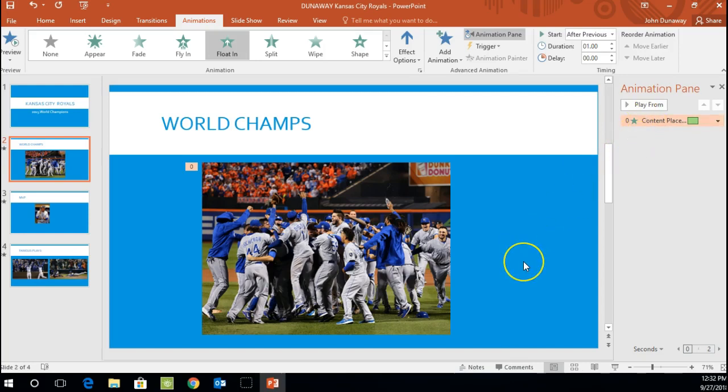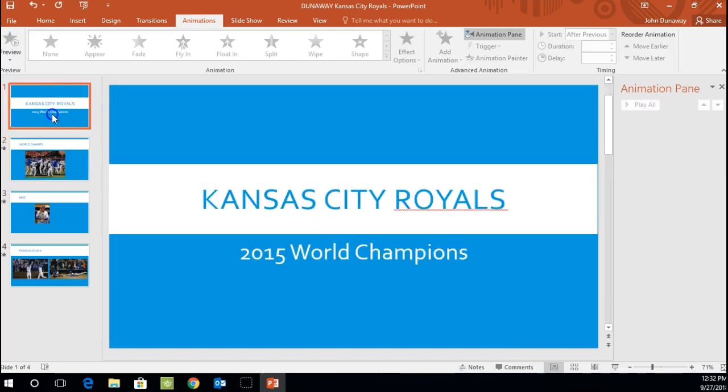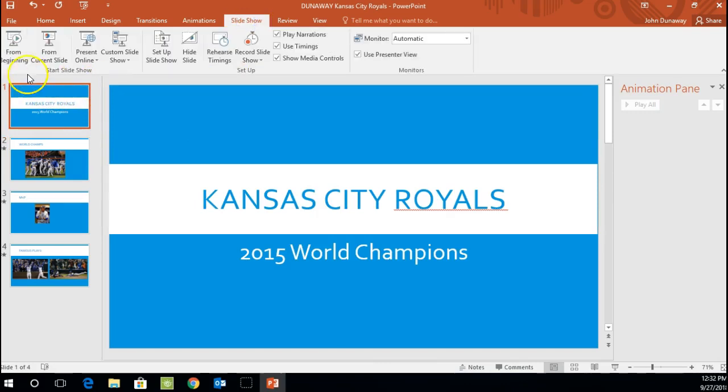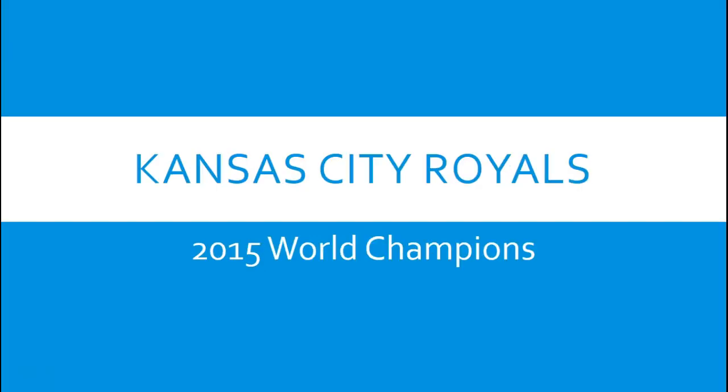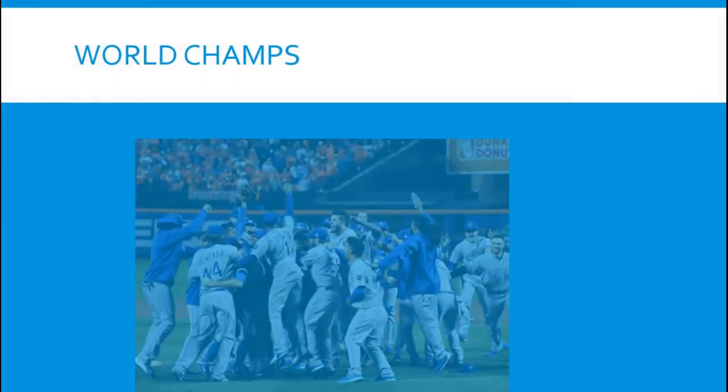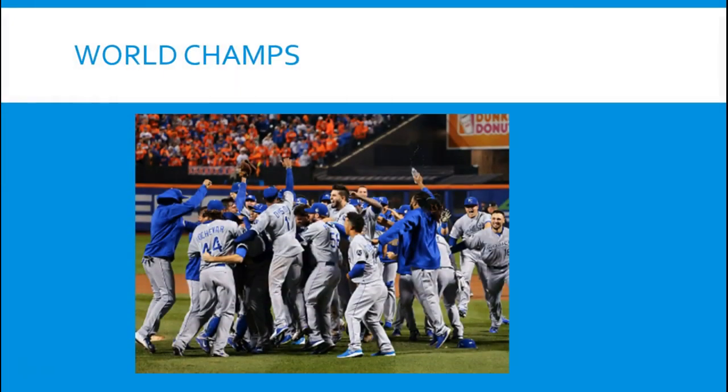Now what that means is the timer will now move it, because when you have start on click selected, that means that animation is supposed to wait until you click it. So it kind of cancels that automatic setting we did. So let's go back to our first slide here and see what happens. Slideshow from beginning, and let's see if that picture comes on this time. There we got World Champ, and there it is right there. It should continue to the next screen. And it did not, so let's see if we can figure that out.